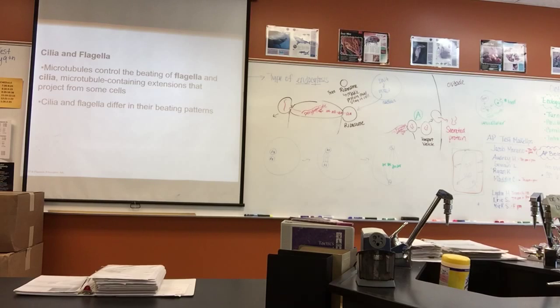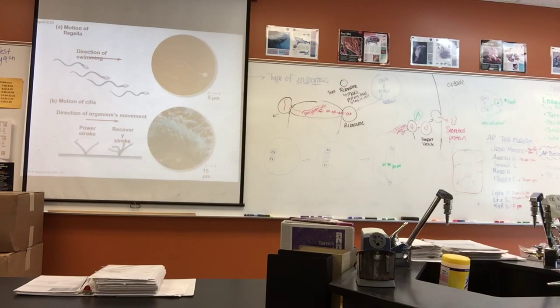Some cells also have cilia and flagella. They control the beating. Microtubules control both of these. They're both made out of microtubules, flagella and cilia. And they're both aiding in movement, which is what the next picture shows you here. So here's a sperm cell with one flagellum, and it aids in the direction and movement of the sperm cell.